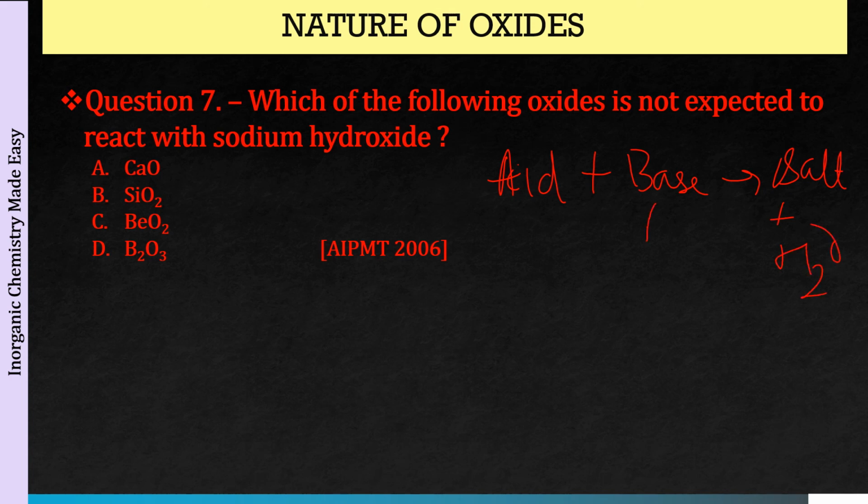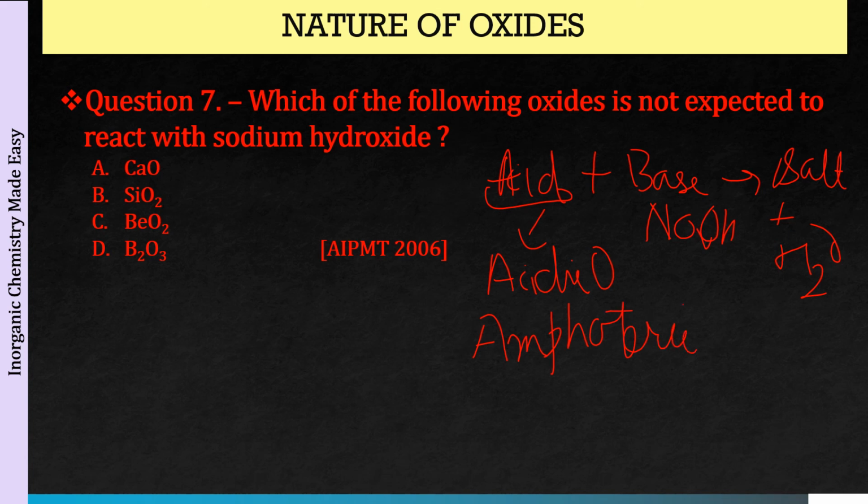So base we have as NaOH. So this side we should have an acid, or we can have an acidic oxide. Okay, or it can be an amphoteric oxide also, because we know that the amphoteric oxides, they are also going to react both with acids as well as base. So it is only going to be a basic oxide which will not be reacting with sodium hydroxide. So you have to just simply tell which of these is now a basic oxide, right?